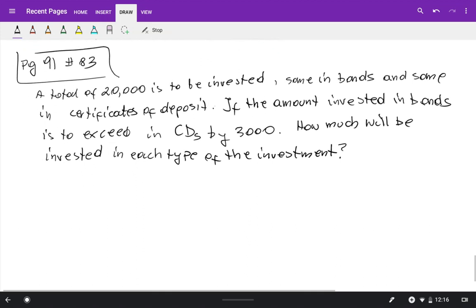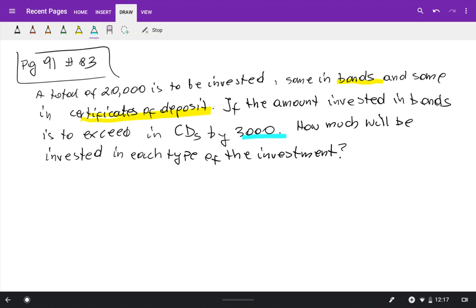So here we're going to read it. First of all, they're talking about two different types of investment: bonds and CDs, which we call certificates of deposit. Okay, we have 20,000 which we want to invest. What we also know is the amount invested in bonds is to exceed the one in CDs by 3,000. So the idea is to solve this problem with only one equation, which means one variable. So what's going to be your variable?